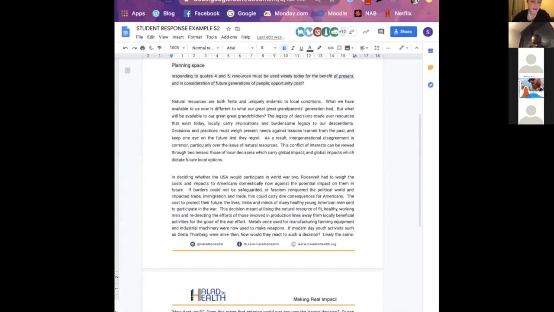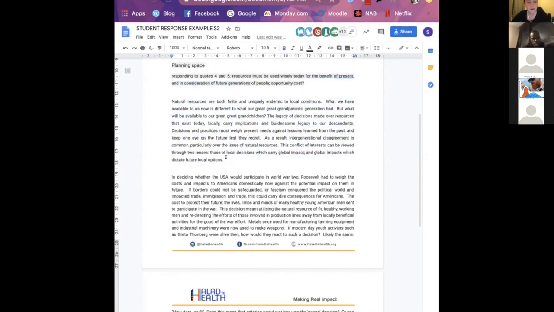And if you have a look up in their planning space as well, they've chosen to respond to quotes, and they've chosen already to make sure that they know exactly what they want to talk about. They specifically want to talk about the benefit of resources currently and what that cost is both now and in the future. And that comes across almost instantly in the first paragraph.